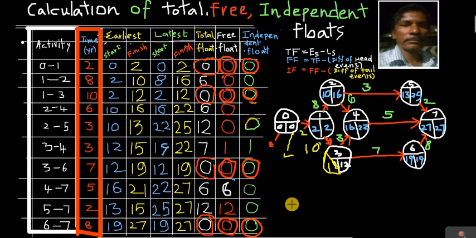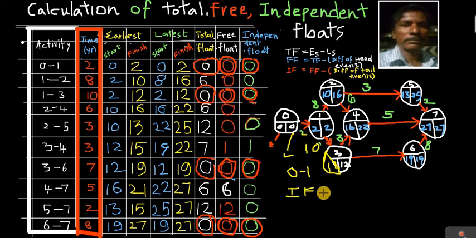the free float. The independent float has this particular formula. Independent float equals free float minus the difference of the tail events. Okay, take for example the first one. I am finding out the independent float for the activity 0 1.